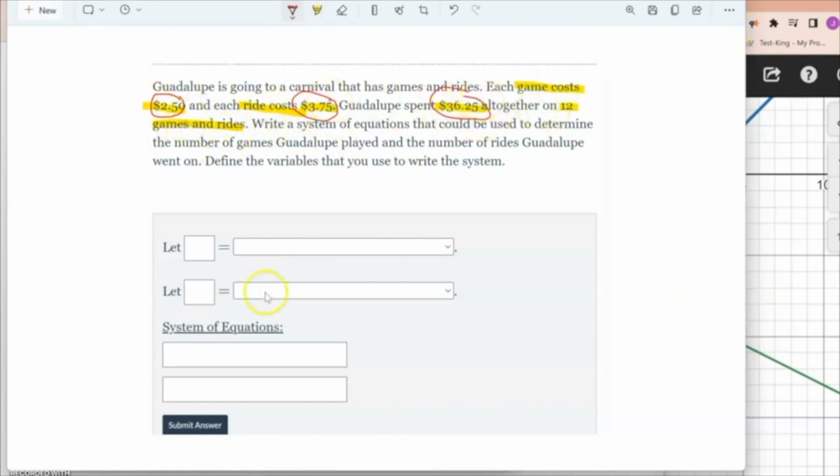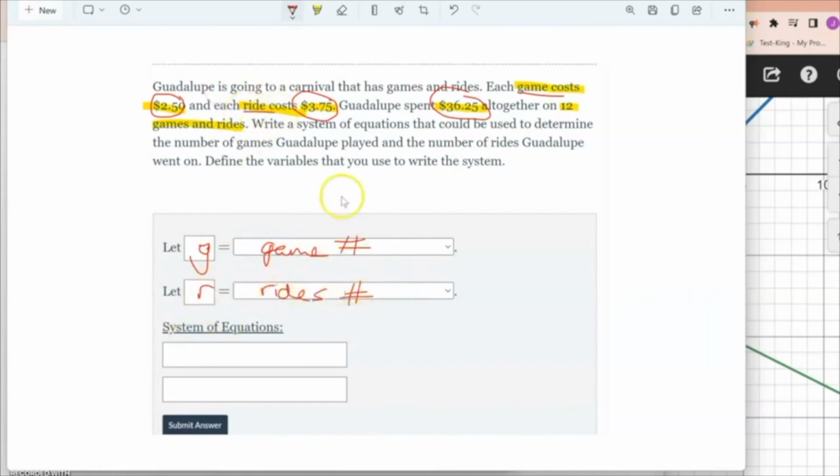So first let me define my variables. What are the things I'm talking about? I'm talking about a game, so let's call it G, and this is the number of games. Remember, it's the number of games. Then the other thing is ride, so let's call that R, and this is the number of rides.